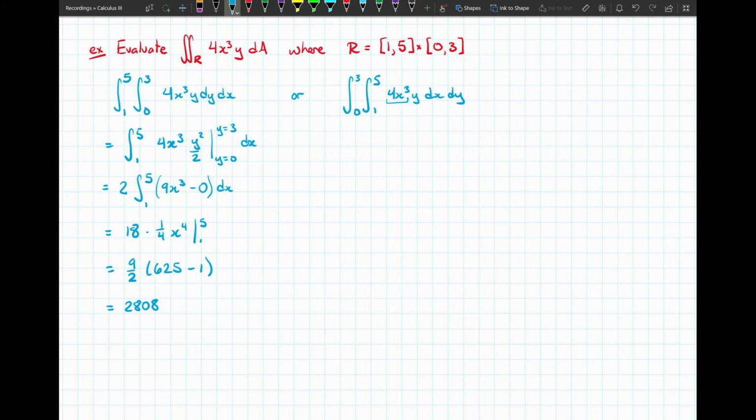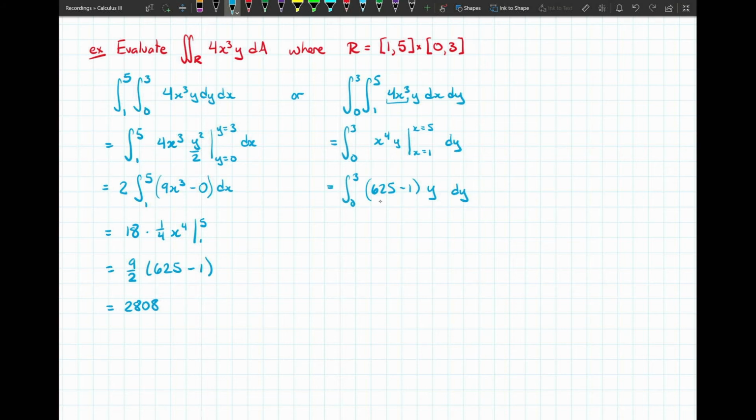Treating y as a constant, our antiderivative is x to the 4 y. You can always double check by taking the partial derivative of that expression with respect to x and see that we do get 4x cubed y. Now this is a definite integral from 1 to 5, so we're going to have to evaluate from x equals 1 to x equals 5. That's going to get us 625 minus 1 all times y.